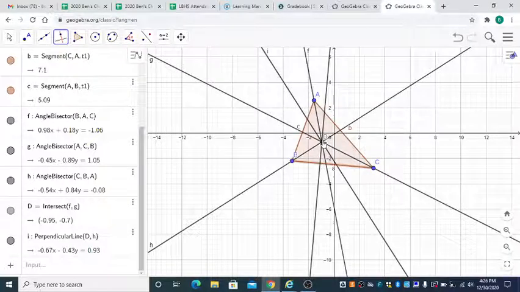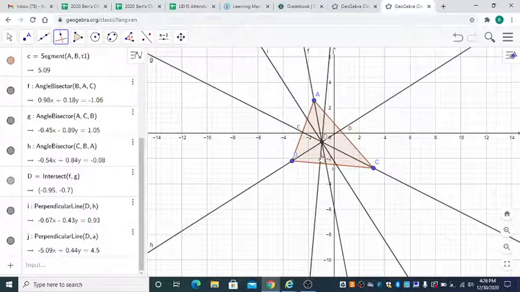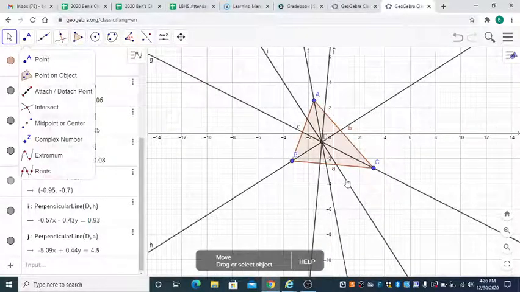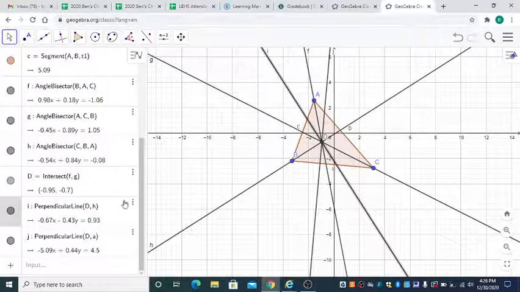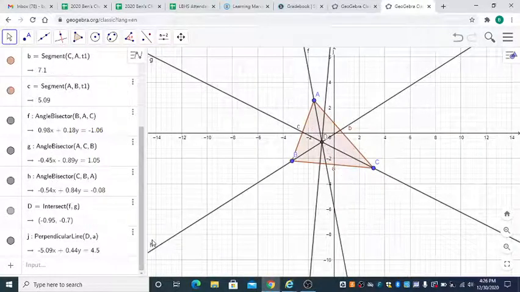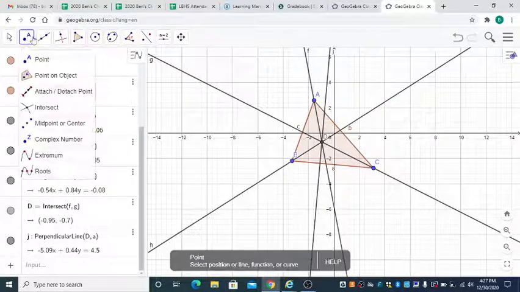Didn't work out like I wanted it to. Okay, so I think I need to get rid of one of these. What if I delete that? Yeah, there we go. So what I've done here is I've actually drawn a line that's perpendicular from this point to the side of the triangle. So this side right here, you can see the right angle right there. Now what I'm going to do is add a point right there.